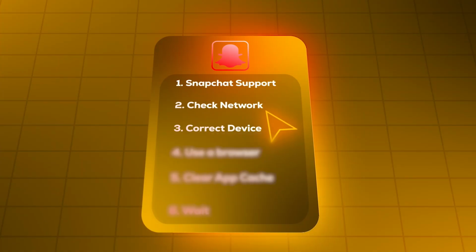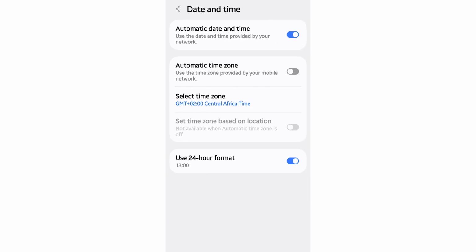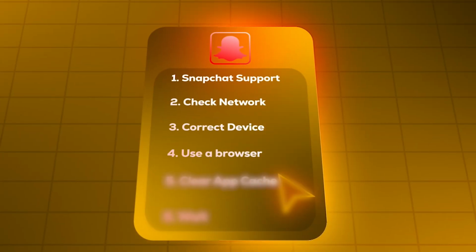After fixing your network, we move into method 3, correcting your device's date and time settings. Snapchat will reject logins if your phone time is not synced, so simply enable automatic date and time in your settings.